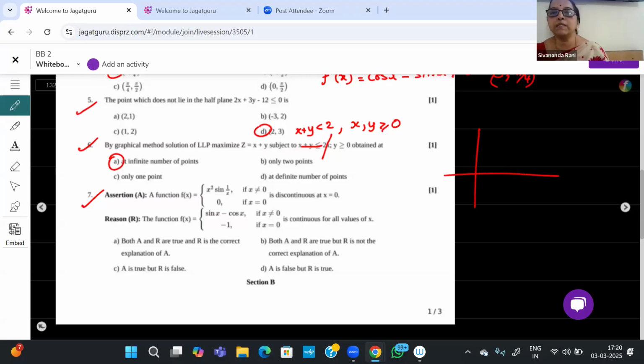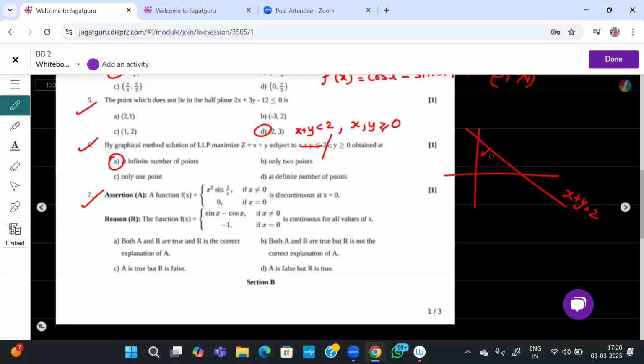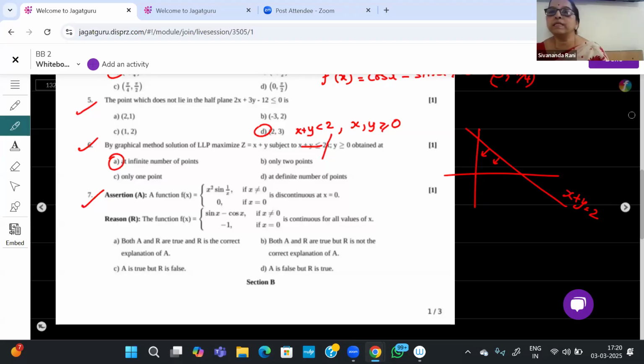Because x plus y is equal to 2 is this line, right? x plus y less than 2 is this region. So which is your feasible region? Feasible region seems to be this, right? x and y are positive. So this region. So it's a convex polygon. So 0, 2, and this is 2, 0. And this is 0, 0. So it can be maximized or minimized, if at all, only at these points.